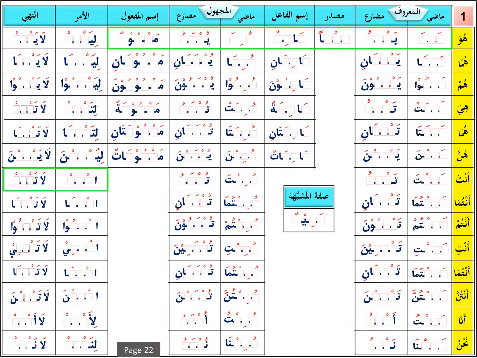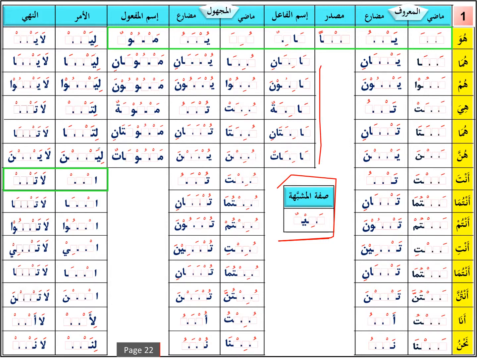Also, I have included the sifa mushabba here to illustrate that the ism fa'il would not exist for bab karuma yakrumu, we will have a sifa mushabba instead. And also I have included the other conjugations for the ismul fa'il and the ismul maf'ul, the active noun and the passive noun.